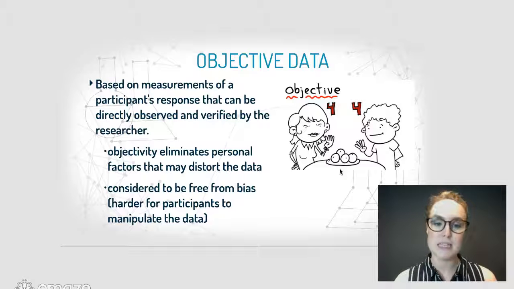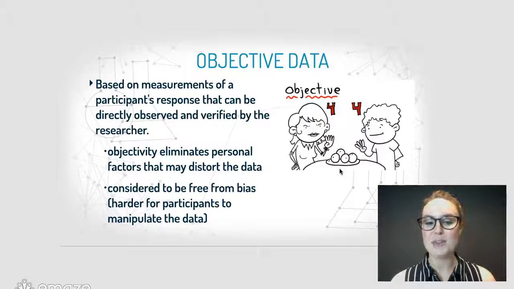Okay? Now, objectivity eliminates personal factors that may distort the data. This is a nice way of saying it prevents people from lying. It's also talking about different people's interpretations of things. So if it's objective, you can see it, you can count it, you can measure it, it is there, all right? It's objective and there's no way to interpret that differently. It is considered to be free from bias as well, so it's harder for participants to manipulate their data.